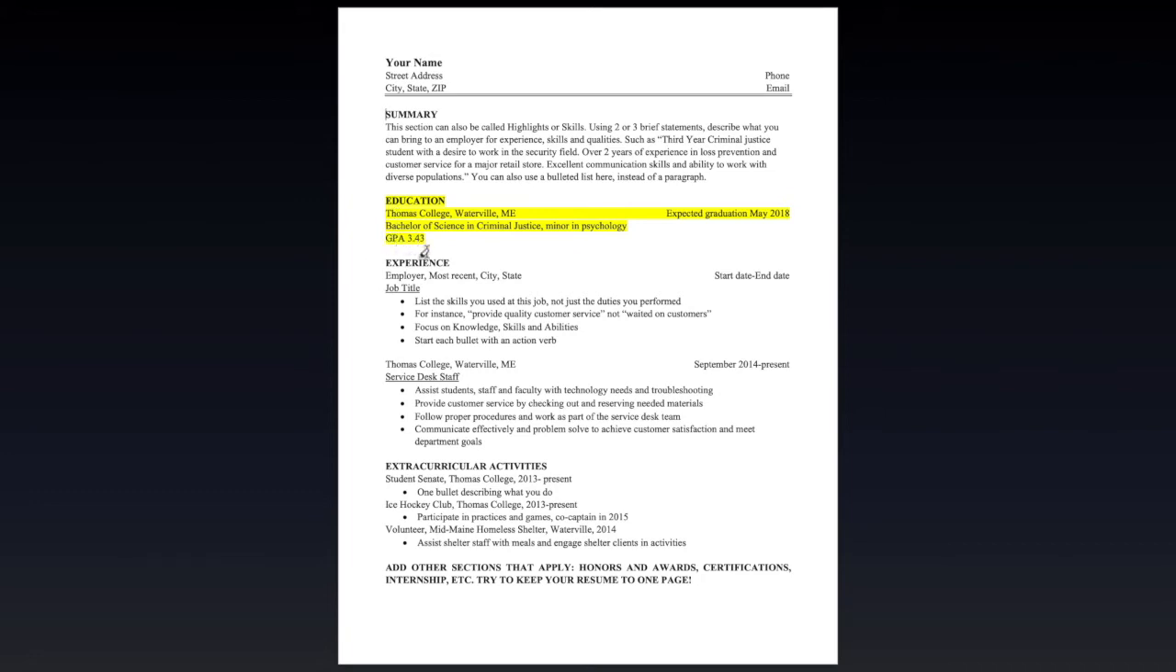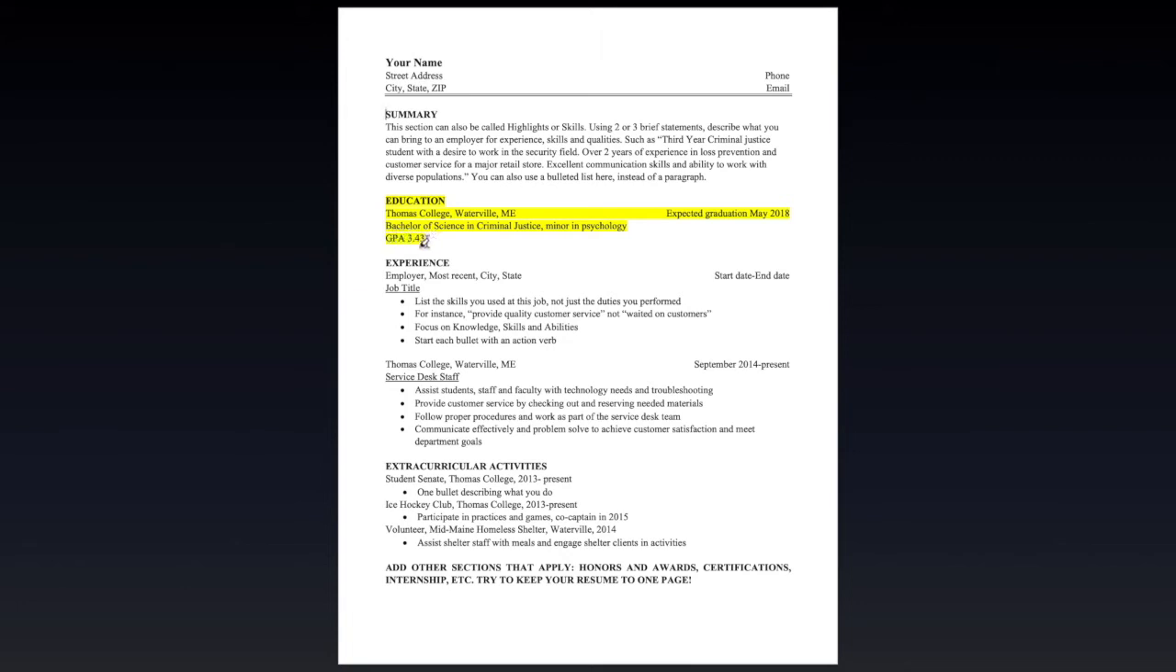If your GPA is 3.0 or above, include it. If it's not, don't include it. I won't tell them, you won't tell them, unless, of course, you have to report it on other application materials.